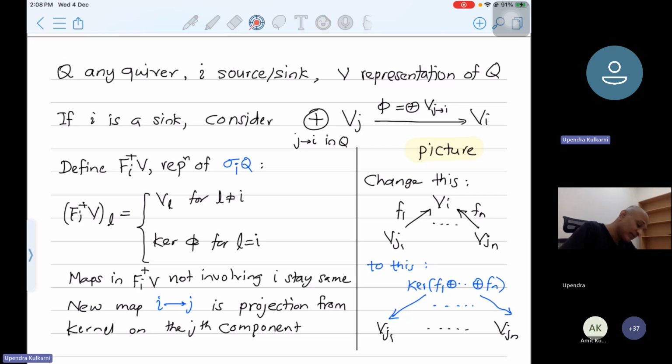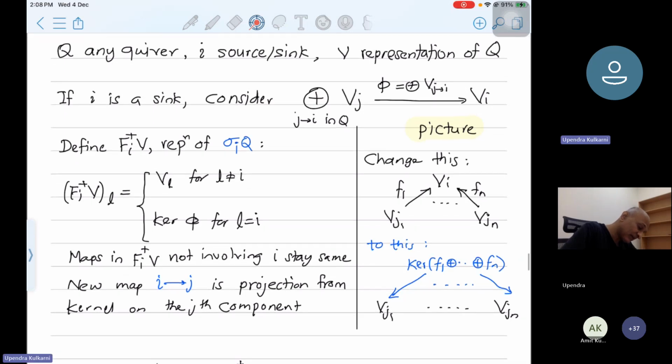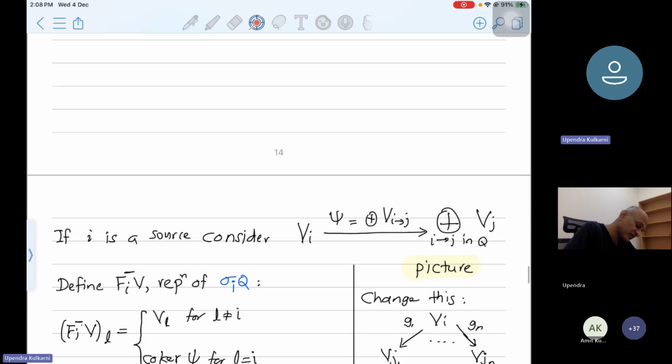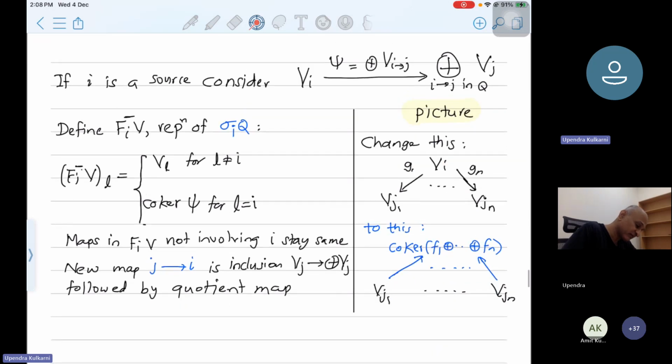And there is a completely parallel description for when I is a source. So let's go through that very quickly. Now I call the functor Fi minus. All the arrows are going out, so I need something where the arrows go in. What I do is I chain together all of these maps to get a map from Vi to the direct sum of all of its neighbor representations.